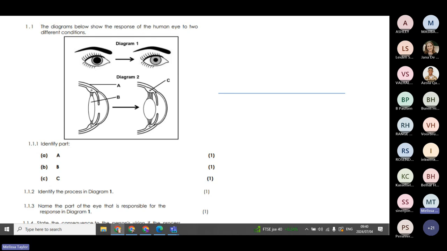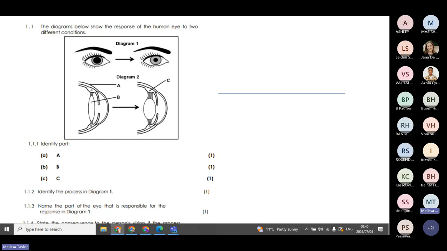The part of the eye that changes size is the pupil. But remember that the pupil is not actually a part of the eye. It's a space. It's actually not a structure. It's the gap. So the part of the eye that is responsible for changing the size of that gap is the iris, as Perseverance said.